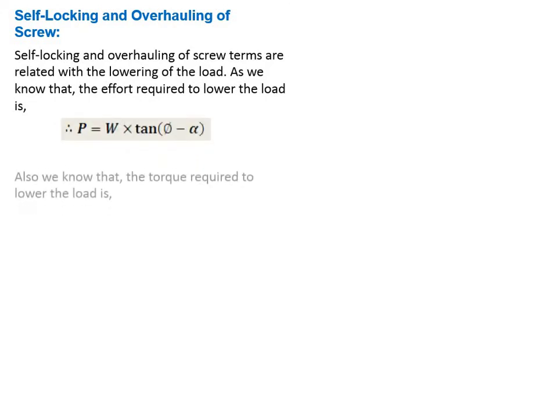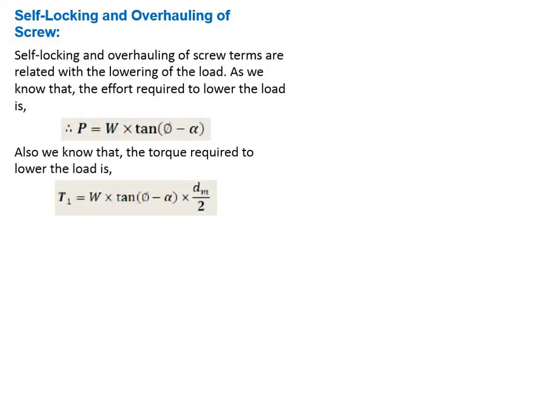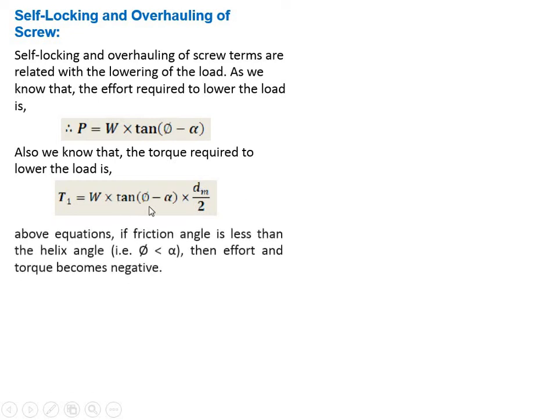Now the next term, that is self-locking and overhauling of the screw. These two terms are the most important. What is self-locking and what is overhauling? These terms are related to the lowering of the load. As we know, the effort required to lower the load is P equal to W into tan(phi minus alpha). Already we have seen the effort required to lower the load; if it is to raise the load, P is equal to W into tan(phi plus alpha). Also we know that the torque required to lower the load is T1 equal to effort into radius, that is W into tan(phi minus alpha) into dm by 2.